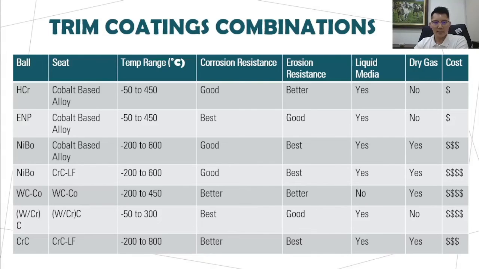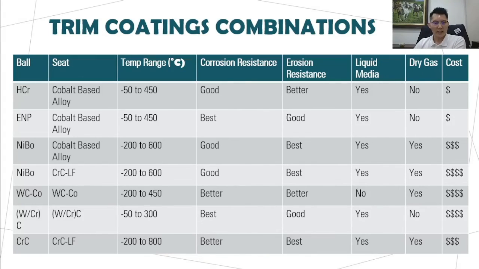And on the tungsten carbide, temperature up to 400 degrees, but it can actually be used on cryogenic, which I mentioned just now, up to -200 degrees. Better corrosion resistance, better erosion resistance, not suitable for liquid media, compared to the tungsten chromium carbide, the next one. And the price for tungsten carbide is expensive.